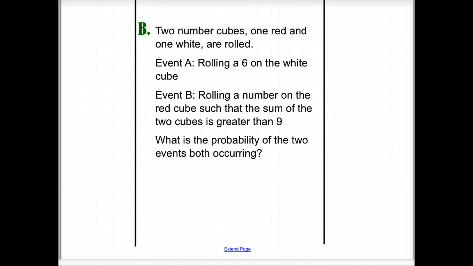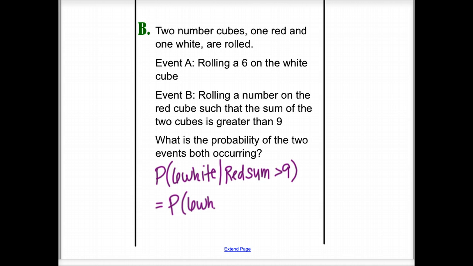Taking a look at this problem, this is saying if we look at the probability of event A, so 6 white, and probability of event B being rolling a number on the red given a sum greater than 9. So that means that we want to know the probability of the 6 on the white times the probability of the number on red resulting in a sum greater than 9.